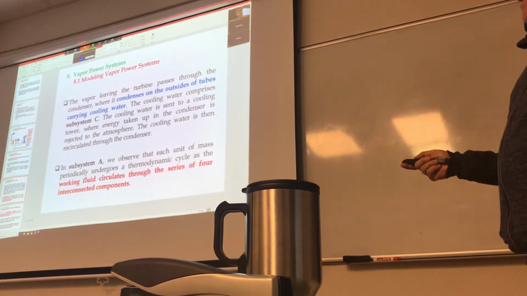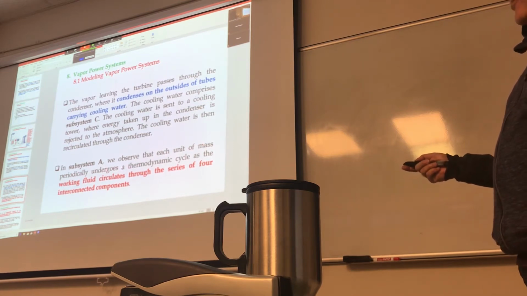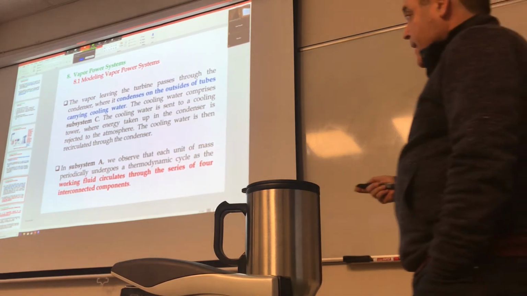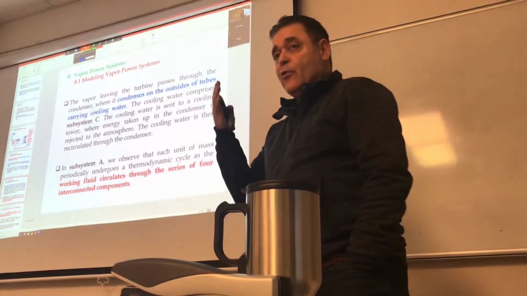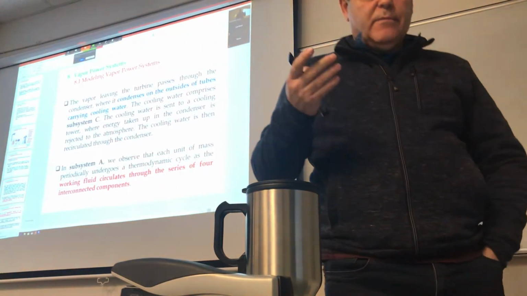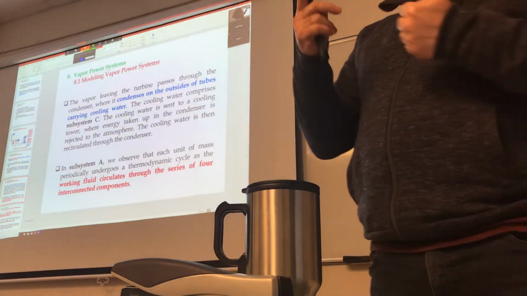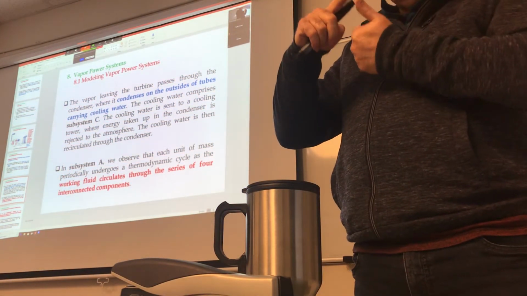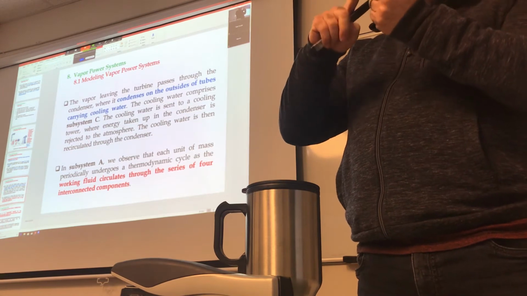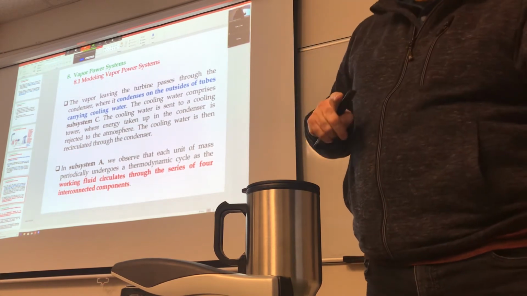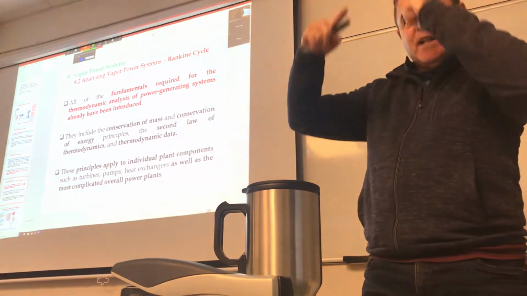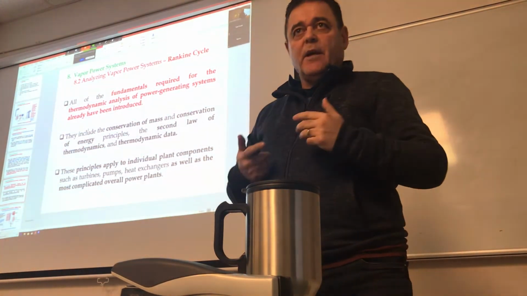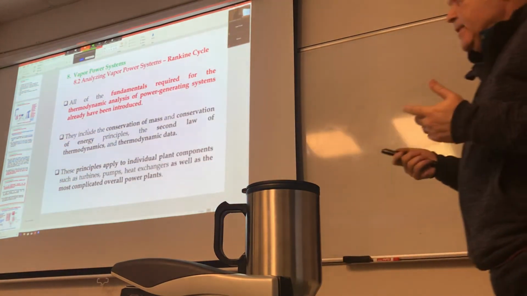Okay? In subsystem A, we observe that each unit of mass periodically undergoes a thermodynamic cycle as the working fluid circulates through a series of 4 interconnected components. What are the 4 interconnected components? Boiler, turbine, condenser, pump. Now that we know at least what it goes through, we need to put some math to it.